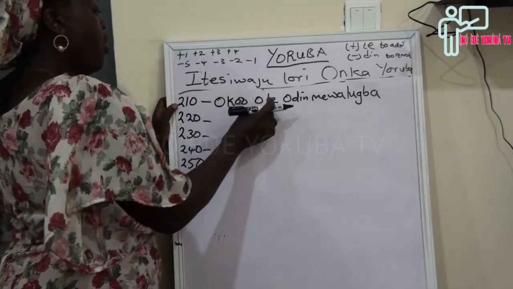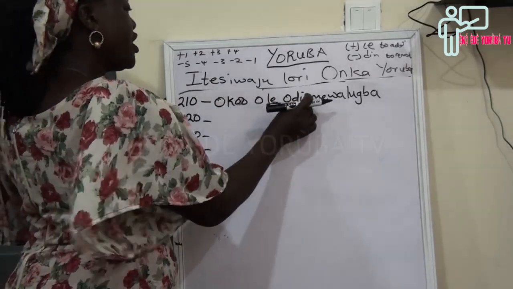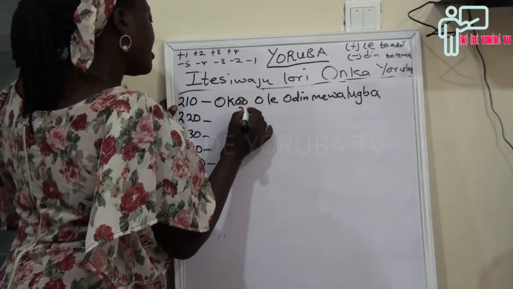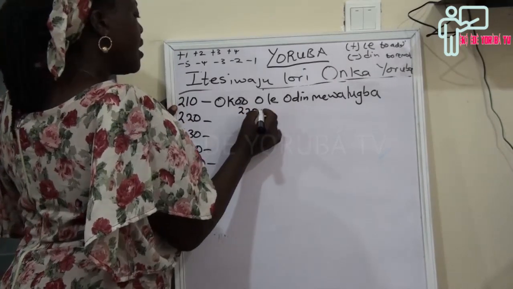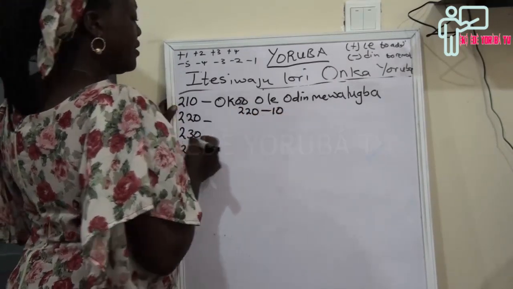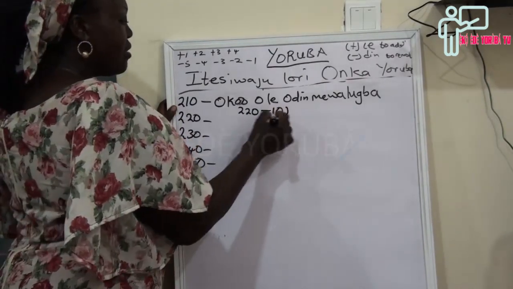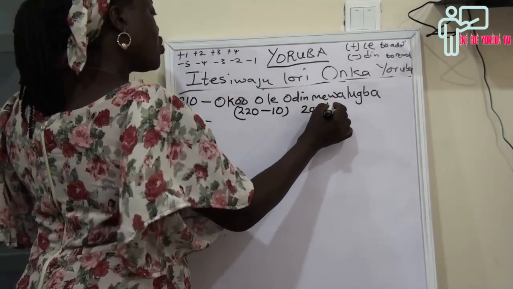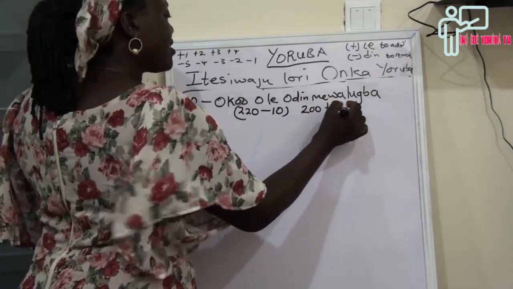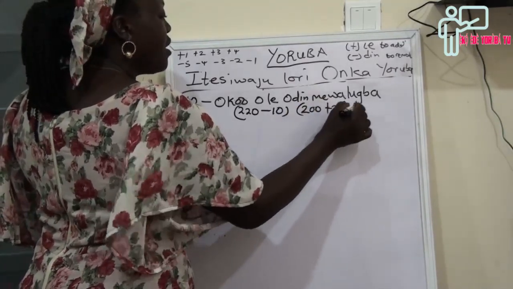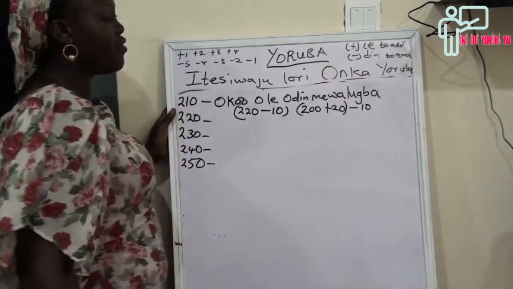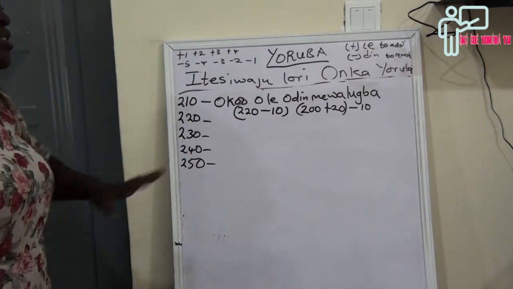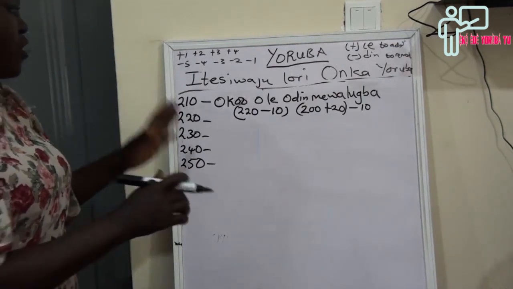Oko, ole, odi, mewa. What is oko? That is, the formula for it is 220 minus 10 minus 10, or you say 200 plus 20 minus 10 minus 10. This is the formula for it. So it's different. You have to follow the rules.